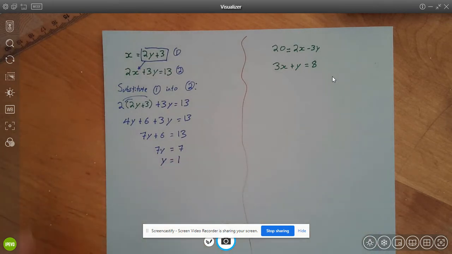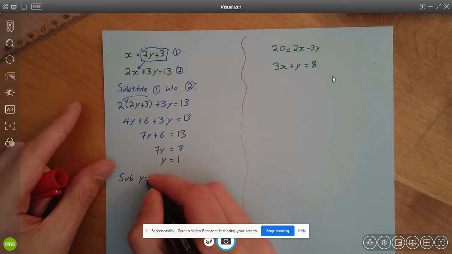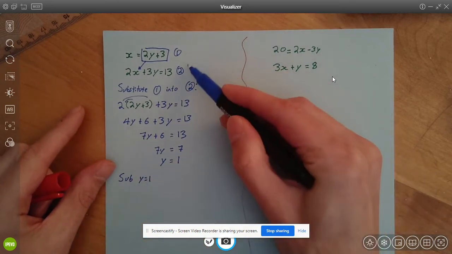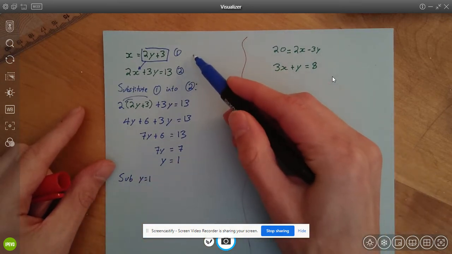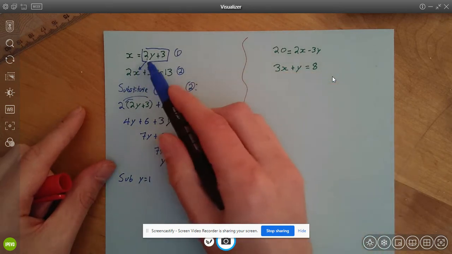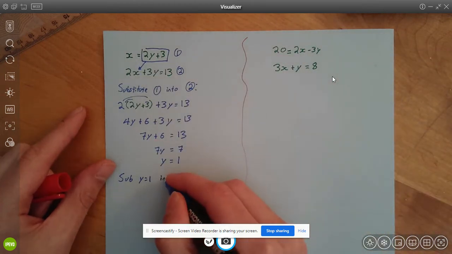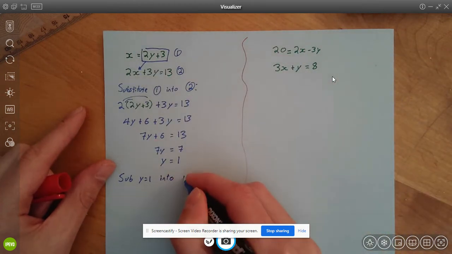Great, so I've solved for y. That doesn't mean I've solved the problem. We're only halfway. When I'm solving a system, I need an x and a y because I'm trying to find the coordinates of that point of intersection. So what I can do is sub y equals 1 back into either of my two original equations. Either one will work. You can pick whatever's easier. It looks to me like equation 1 is going to be a little bit more straightforward because I've already got x equals on the left side. So I'm going to sub y equals 1 into 1.